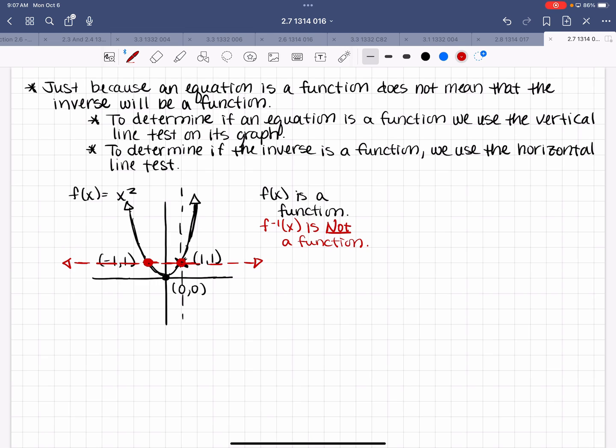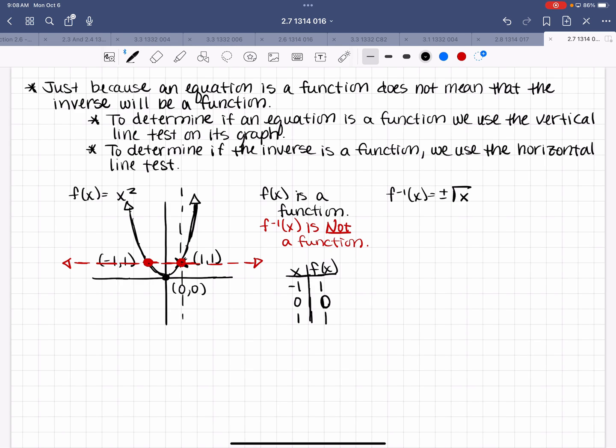Okay? Now, I'm going to go ahead and kind of prove to you why, because all I've done is tell you, oh, draw a horizontal line on there. If it hits twice, its inverse isn't a function. And you're going to believe me because you're going to get the problem right and we're going to move on. But here's why, guys. The inverse of f of x is plus or minus the square root of x. Okay? Over here, we had the points negative 1, 1, 0, 0, and 1, 1, right?